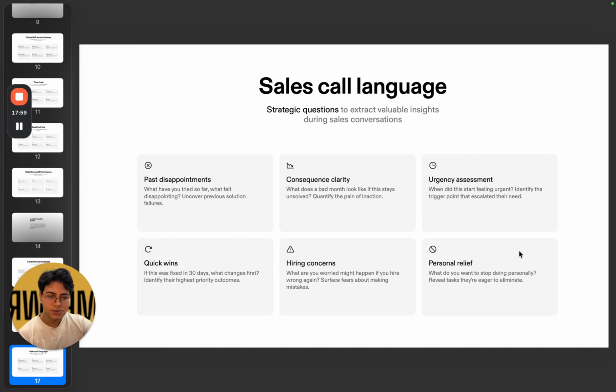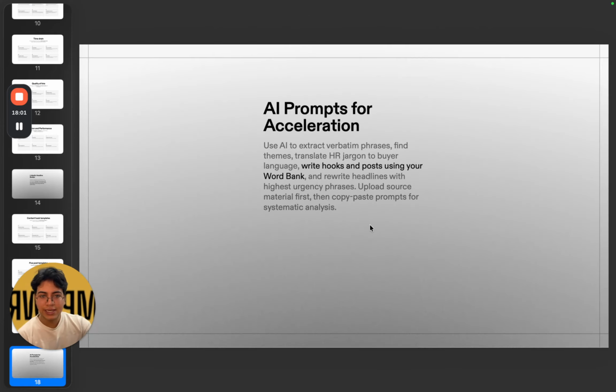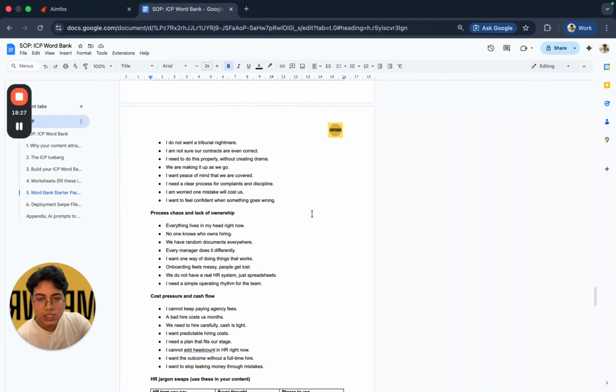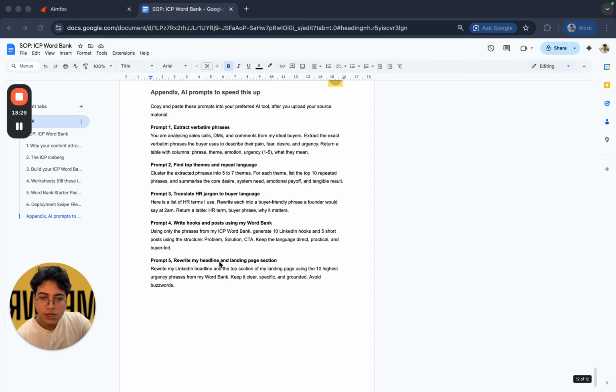Now the last part is about AI prompts for acceleration. I guess I added 5 prompts here, but there's only one shown here. What you are going to do is upload your call notes, DMs, email threads, and comments, then ask AI to extract those phrases, cluster themes, translate HR jargon into buyer's language, and generate hooks and posts using only that word bank. Now these are all the AI prompts.